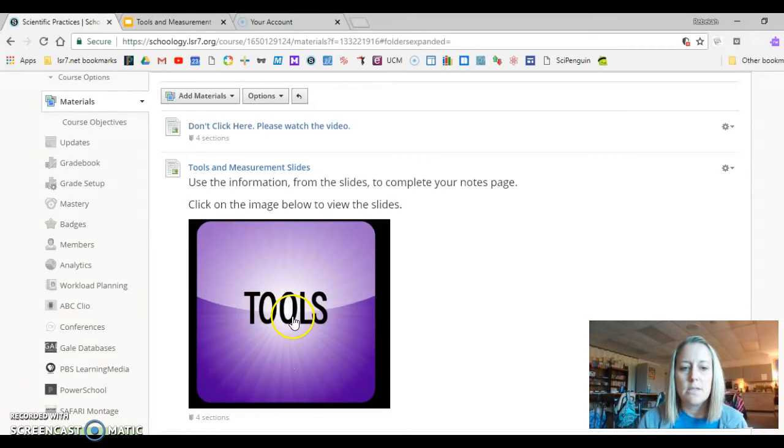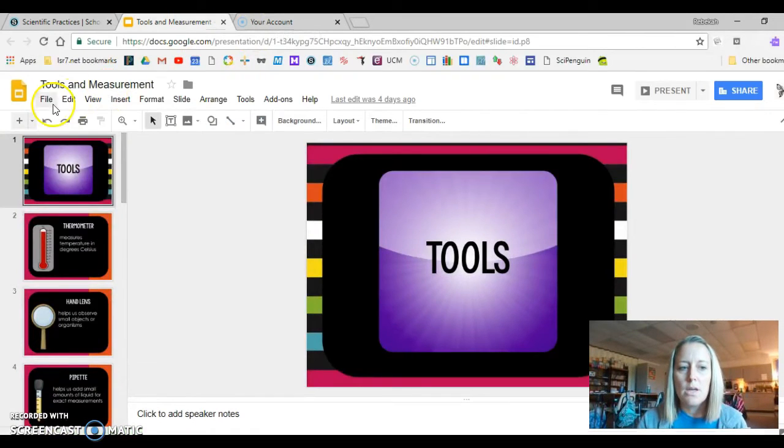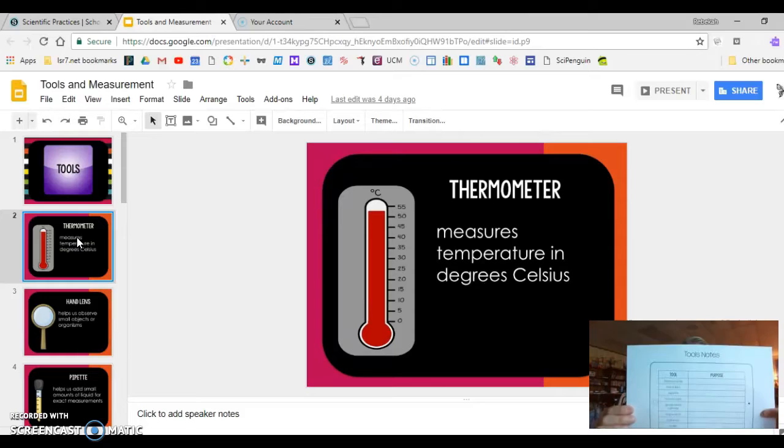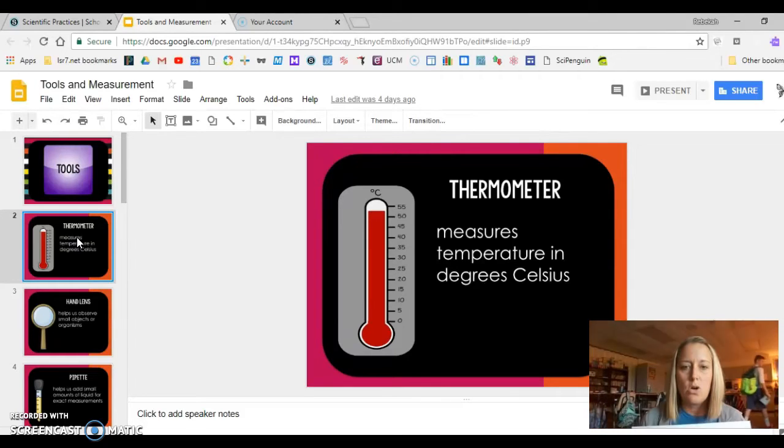You'll see right here it says click on the tools. When you do that, it opens this slide presentation. All right, so see how it says thermometer measures temperature in degrees Celsius. So I'd like for you to record your information on your notes page. Once you've finished all the tools, then you're going to start working on your measurement notes.